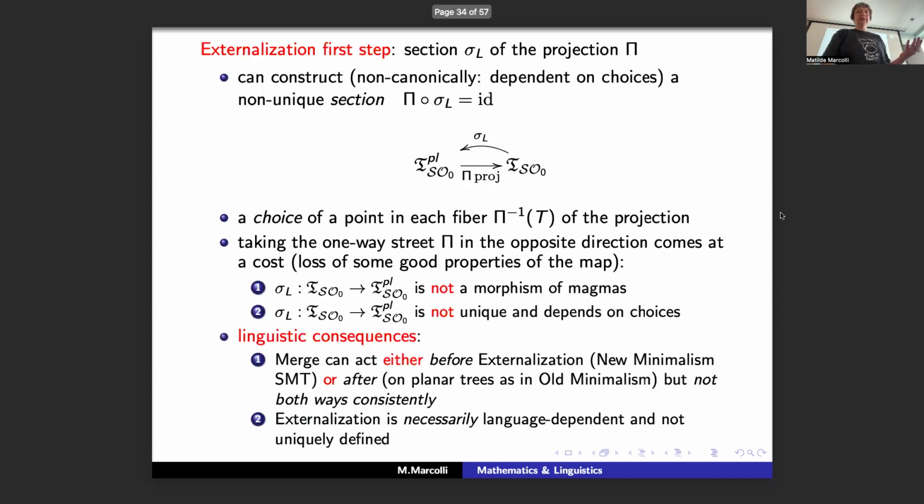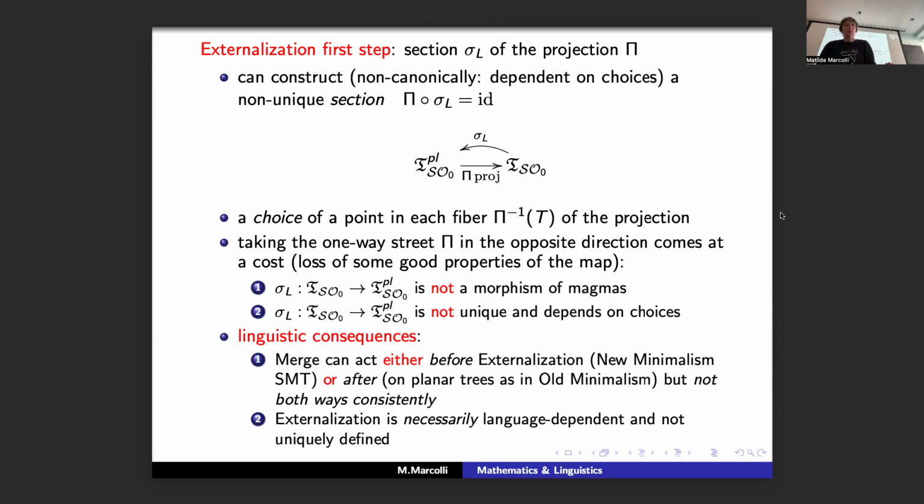Okay, so it's like you're trying to take a one-way street the opposite way, and there's a problem. Well, I mean, you take a one-way street the opposite way, you pay a fine for doing that, but you can still do it. So the fine that you pay is that A, this is no longer a morphism of magmas. B, it's not canonical. It will depend on choices, right? So what you're doing now is taking a section of this projection. A section of a projection is by definition something that composed with the projection gives you the identity downstairs. So it's a choice of a point in each fiber of the projection. So indeed, a choice of a planar embedding for each tree.